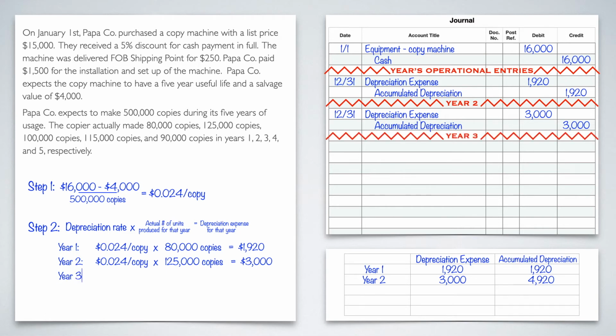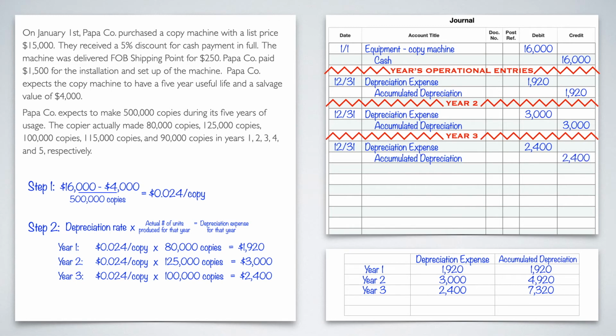Okay, let's go to year three. Same depreciation rate, almost 2.5 cents per copy, times 100,000 copies. It gives me 2,400. I put that in my table. Year three, 2,400. Accumulated depreciation, I add it to the existing 4,920, which gives me 7,320. My journal entry is the same, but this time it's 2,400 for the debit and the credit.